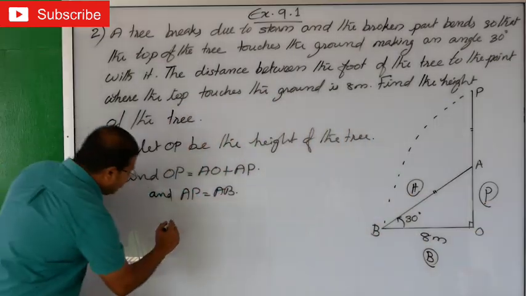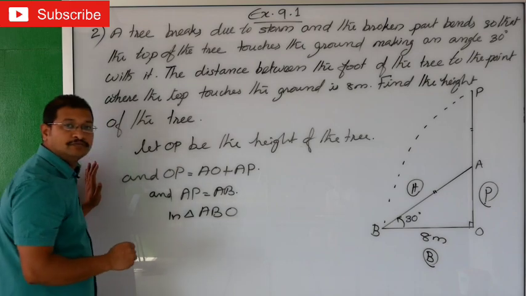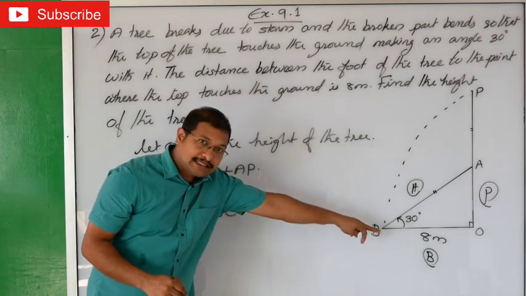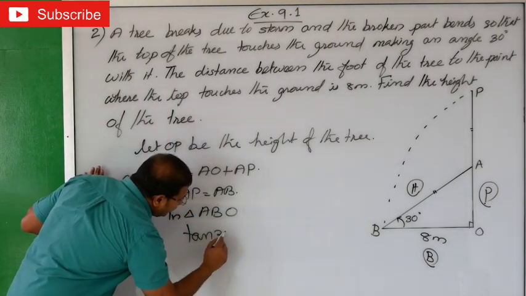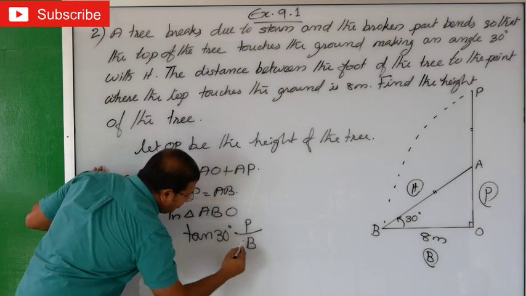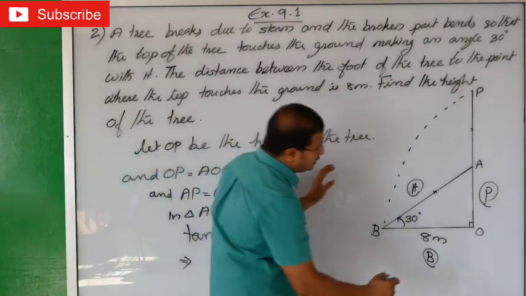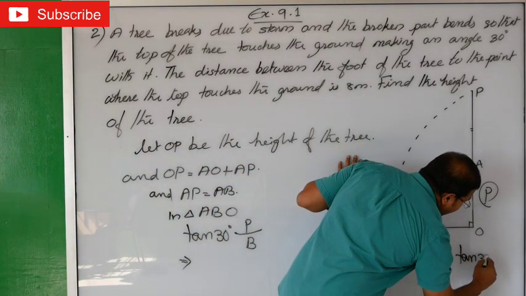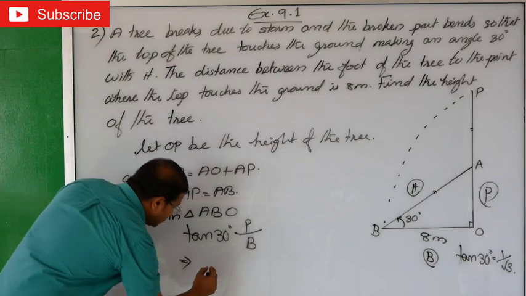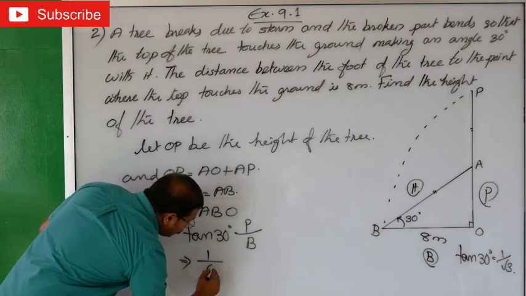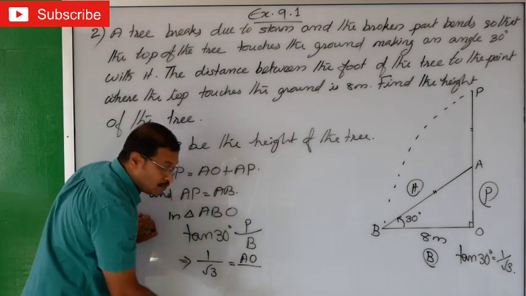Ready? So let's start. In triangle ABO, I am going to consider perpendicular and base. Perpendicular by base is tan. That means what you'll write? Tan 30 degree equals perpendicular by base. And we know from the table that tan 30 is 1 by root 3. That means the value of tan 30 degree equals 1 by root 3. Ready? That value will apply here. That implies 1 by root 3 equals perpendicular AO divided by base BO.